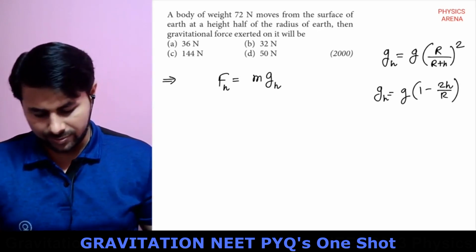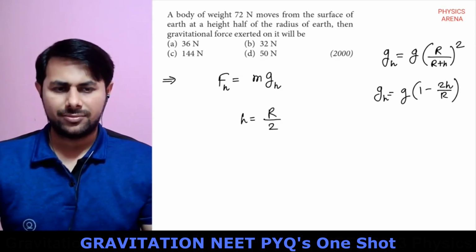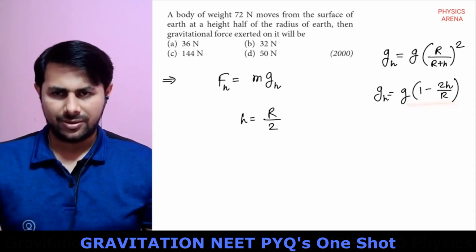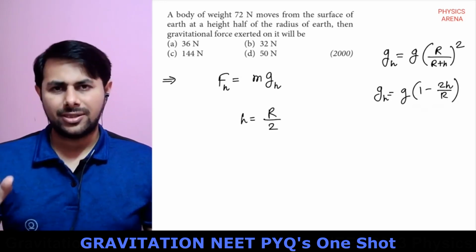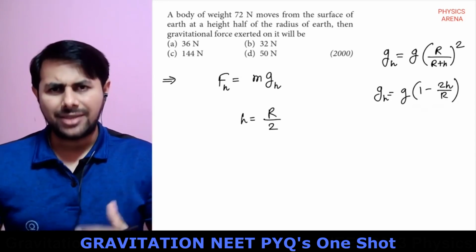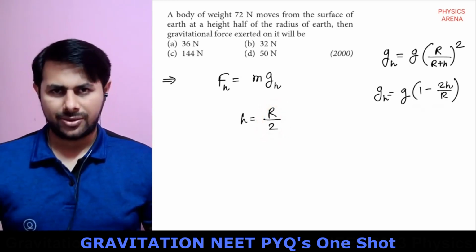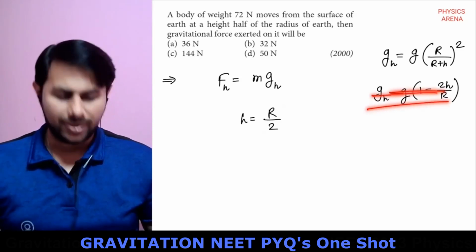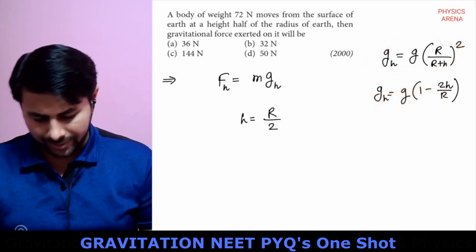Given is height is equal to half of the radius of earth. First or second, tell me. The second formula is approximate. We can use it only as long as h is very small compared to R. What do I mean by very small? At most 10%. And here it is half, h is equal to R upon 2. So we cannot use this second formula. We have to use the first one, right?